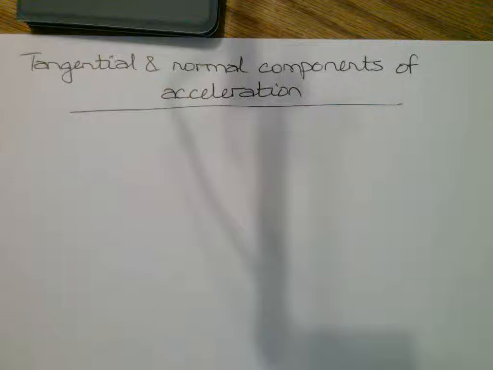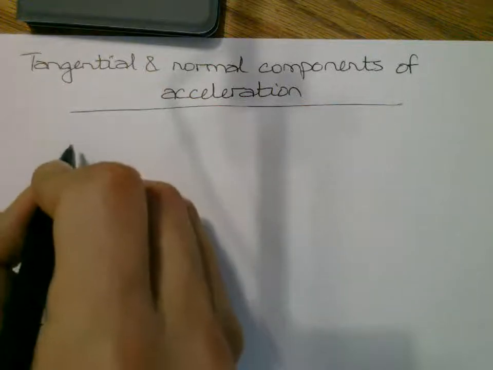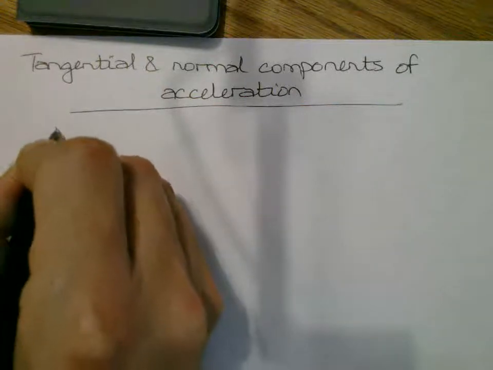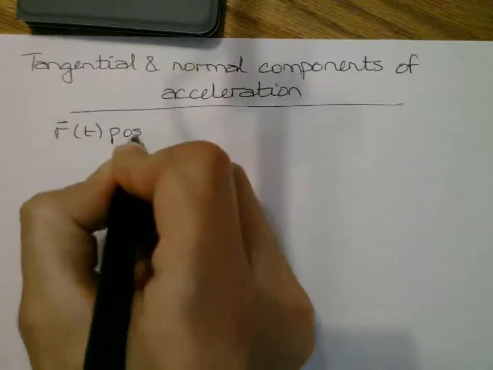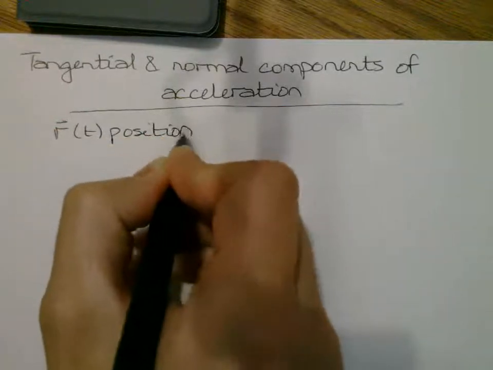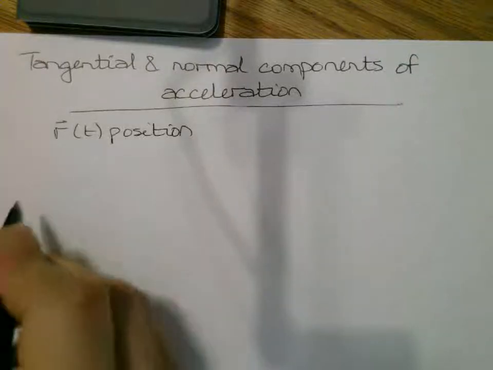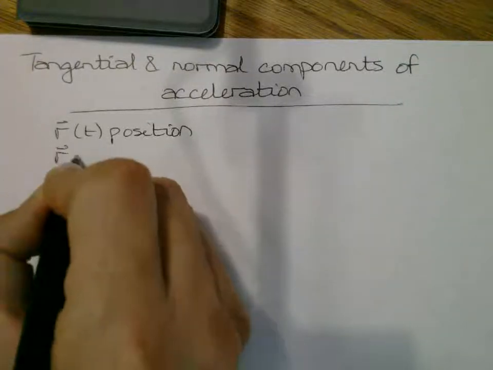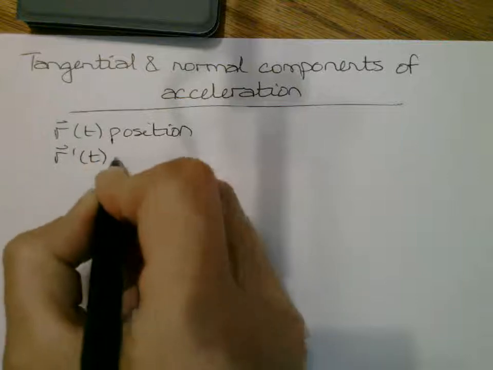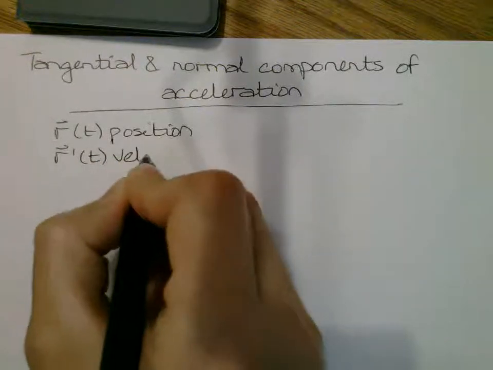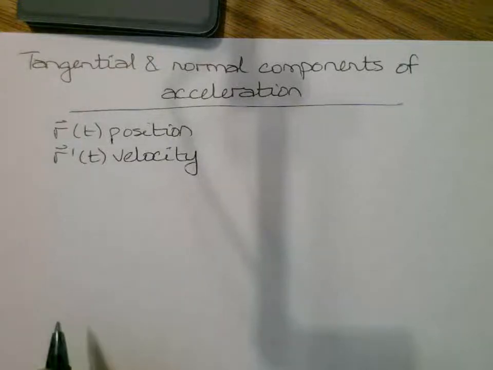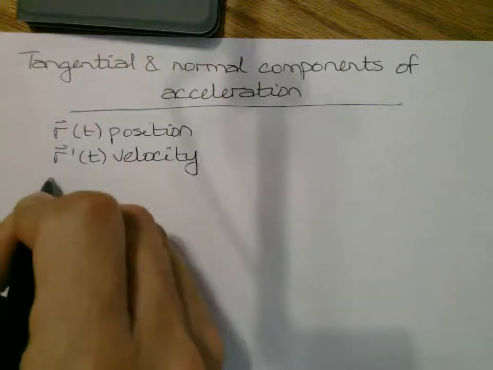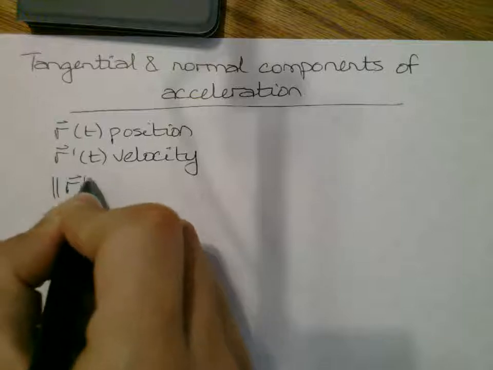Suppose I have an object moving at a constant speed, and its position is described by a function r of t. We know that its velocity, then, I can find by taking a derivative, r prime of t. And the speed is the magnitude of the velocity.